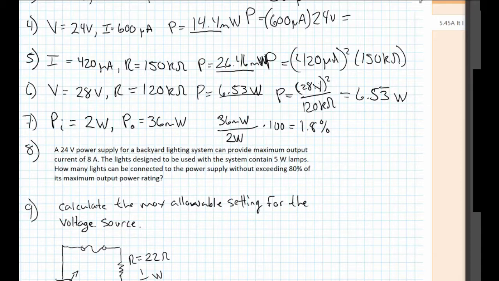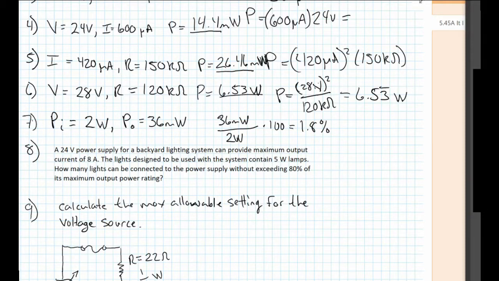All right, sorry, slight distraction, but let's get back into it. A 24-volt power supply for a backyard light system can provide a maximum output current of 8 amps. The light designed to be used with the system contains 5-watt lamps. How many lights can be connected to the power supply without exceeding 80% of the maximum power rating?